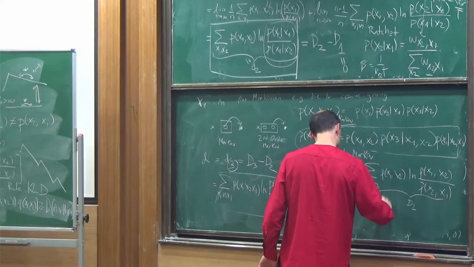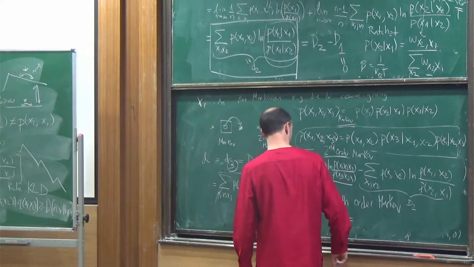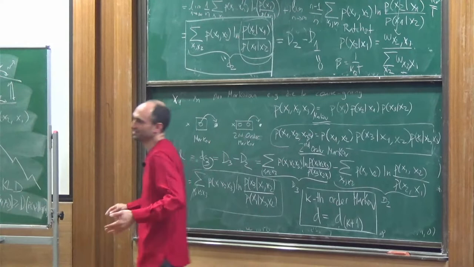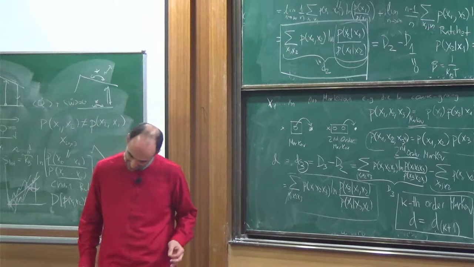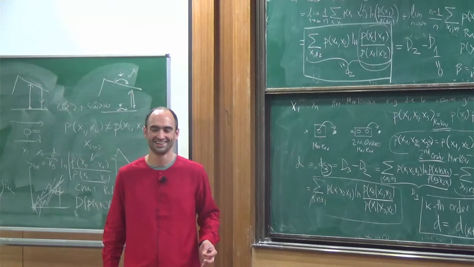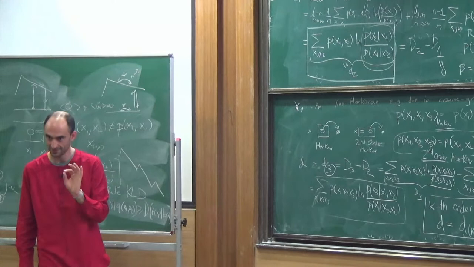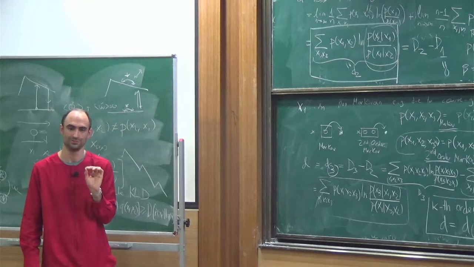In a kth order Markov process, you will have that D is equal to D of k plus 1, sub k plus 1. Very simple. This is again the same calculation. So here also for steady state, this first term is exactly zero. Yes, again, it's exactly zero. But now the first term has two items. The first term is not P(x1), it's P(x1, x2).